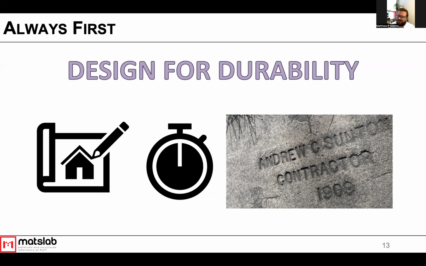How many buildings are you all aware of that have been taken down, not because they were in poor shape from a durability material standpoint, but because they just no longer fit the use requirements? So we want to make sure that we're designing both for longevity of use and longevity of materials.